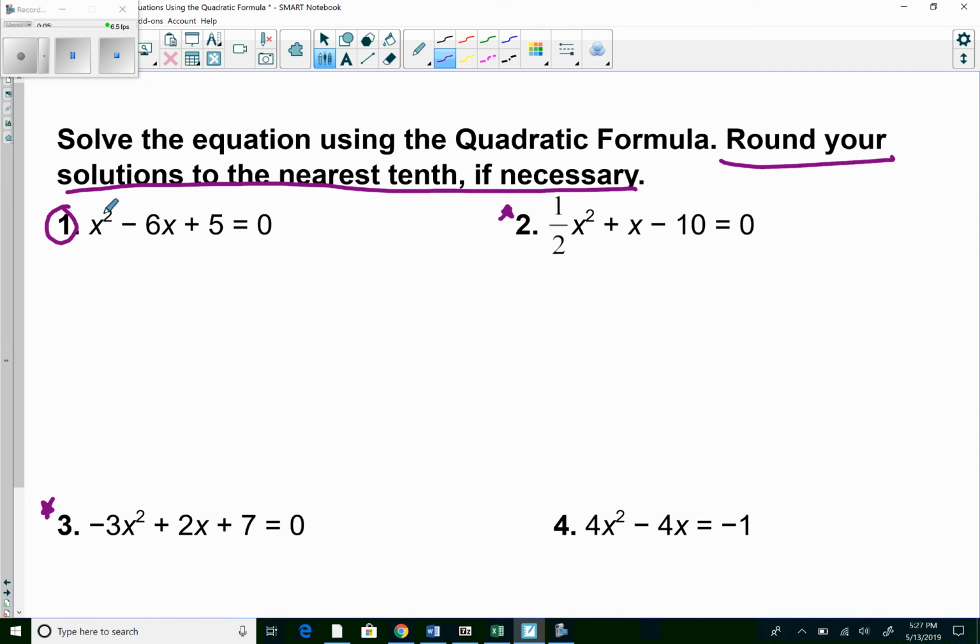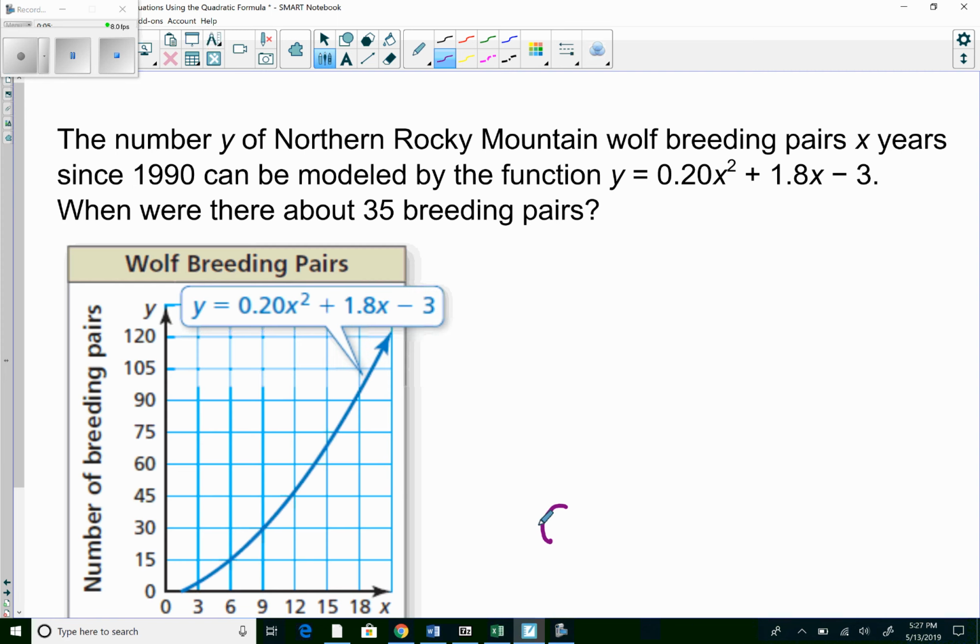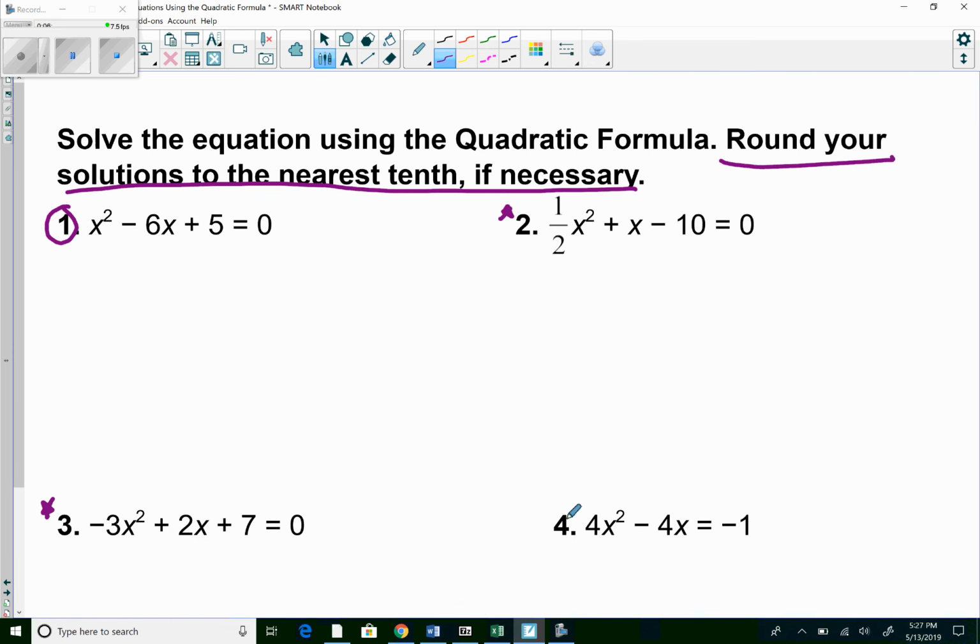Number 1 should give you 2 nice whole answers. For number 4 here, make sure that you add this 1 back over here so that you have a C term, because right now this is on the other side. Add it over to the other side so that you've got a C term. And that one is not going to be a whole number, but it'll still be a nice number.